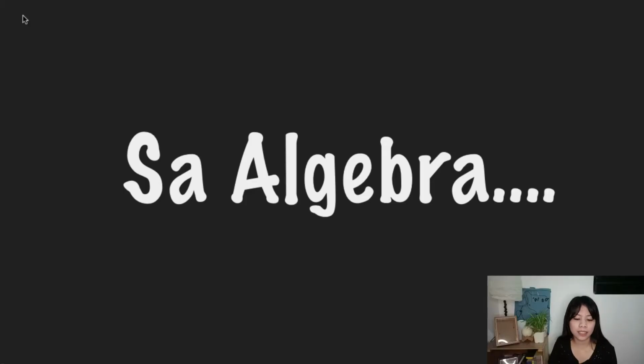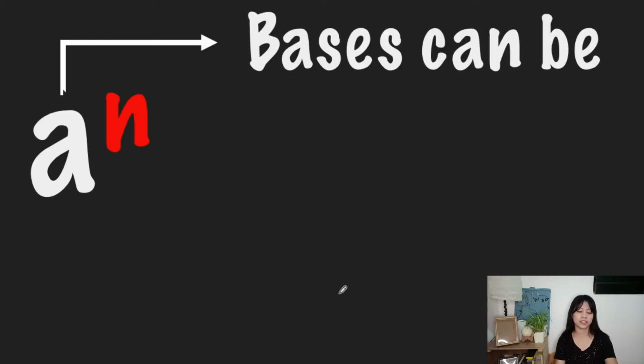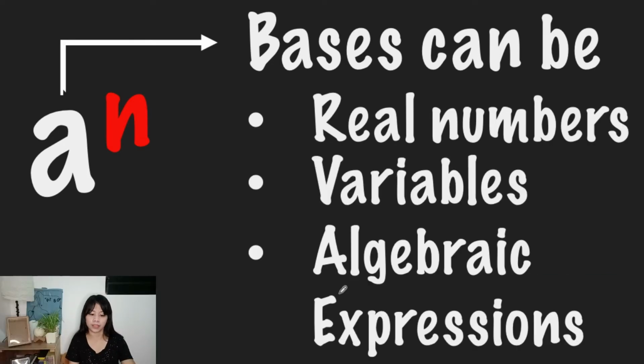Ngayon guys, sa algebra, sobrang halaga po na alam niyo yung exponents and also the laws of exponents. Sa algebra, di ba, we have the exponential form of a raised to n. Ngayon, etong a, alam natin that this is called the base. Alam na natin yung n, which represents the exponent. Ngayon, let's move on dun sa bases. Sa algebra po, bases can be real numbers, variables, and algebraic expressions.